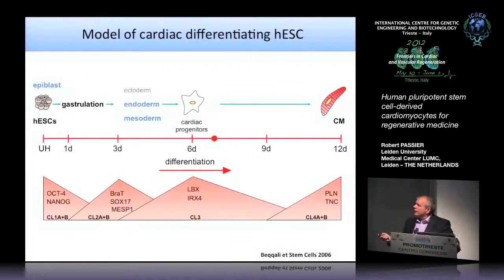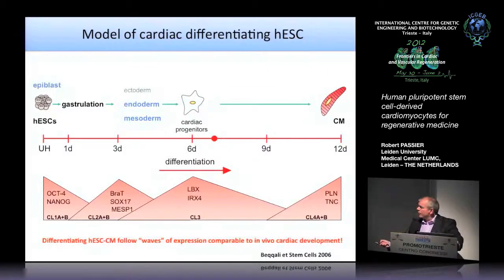So we have also looked in our differentiation system whether we could pick up these kinds of genes. In this particular experiment, we differentiated human embryonic stem cells, followed it up to 12 days where we have cardiomyocytes, and at different times we looked at microarray expression, and what we could see is that we have clusters of genes which very much resemble the in vivo developmental gene expression. For example, at day 3 we have genes correlated to gastrulation and the formation of mesoderm, such as brachyury, MESP1. Day 6 we have genes related to cardiac progenitor cells, and at a later stage from 9 days onwards you have genes related to the structural genes. So differentiating hESC cardiomyocytes follow a wave of expression which is comparable to in vivo cardiac development.